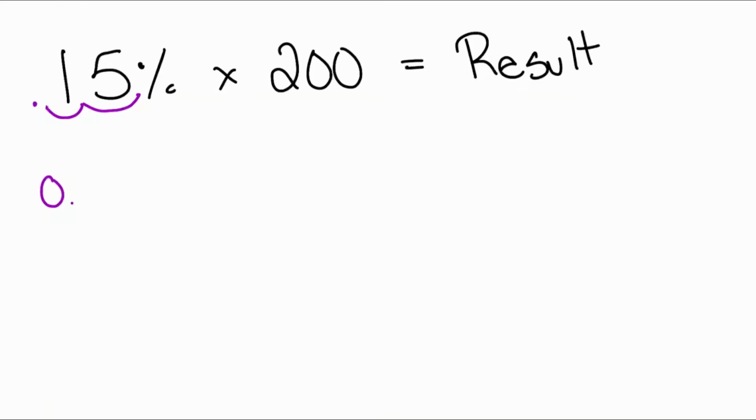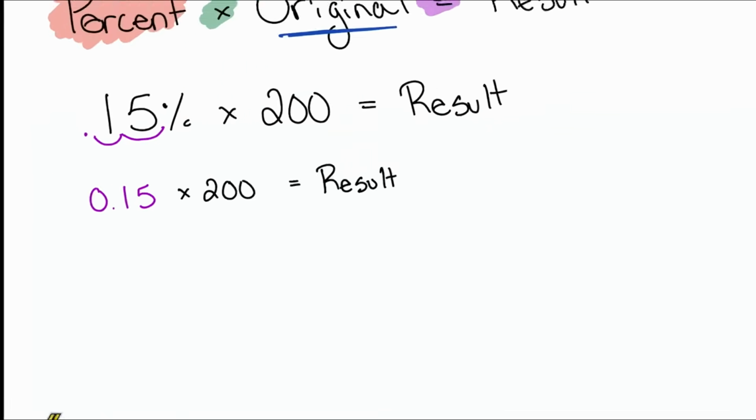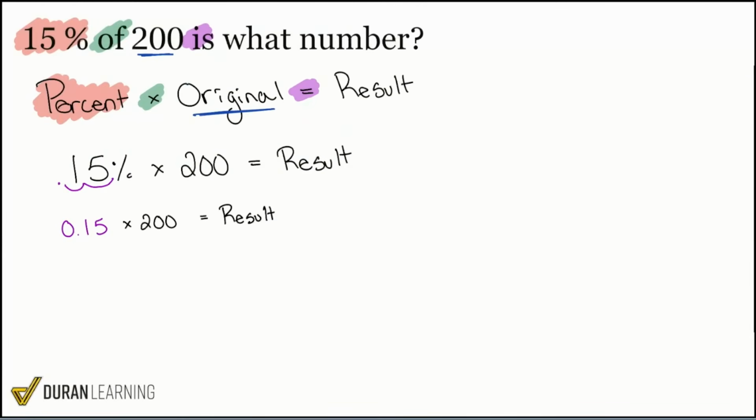So now we have 0.15 multiplied by 200 equals the result. All right, now it's time to go ahead and multiply by that decimal. So let's remind ourselves how to do that. We'll have 200 multiplied by 0.15. So here's a quick little reminder, a quick little rundown. We're going to go ahead and write this here at the top right of the screen.